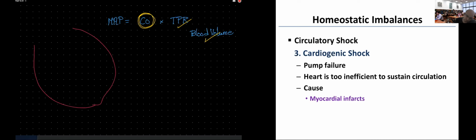Again, mean arterial pressure is going to be affected by three major factors: cardiac output, total peripheral resistance, and blood volume. So this time, I don't have any problem with my vessels. I have a normal total peripheral resistance. I don't have a problem with my blood volume. I have a normal blood volume. My problem now is with the cardiac output. What is the problem here? The problem is a person, for example, got multiple myocardial infarctions.